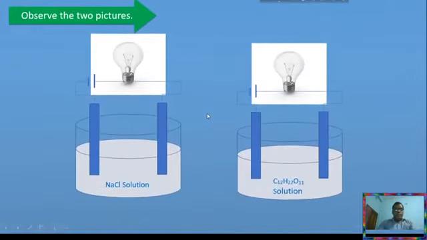So my dear students, I have another question for you. Observe the two pictures. This is the sodium chloride solution. These are two metal rods, this is the electric bulb, and this is the metallic wire, and this is the solution of sugar. So the two solutions are not the same. This is sodium chloride solution, this is sugar solution. My dear students, which bulb will be lighted here? The sodium chloride solution bulb or the sugar solution bulb?